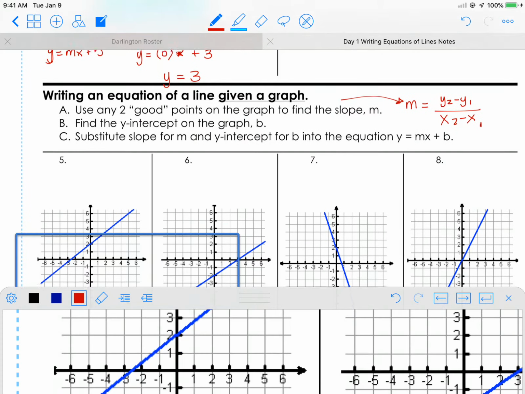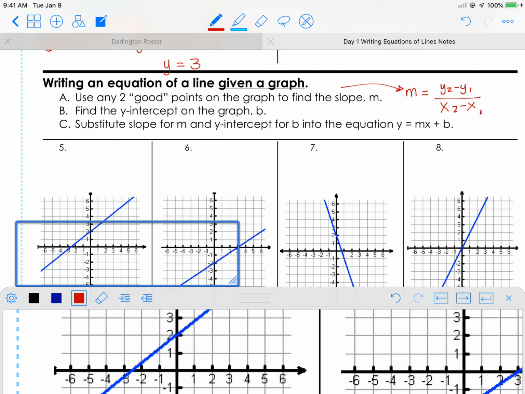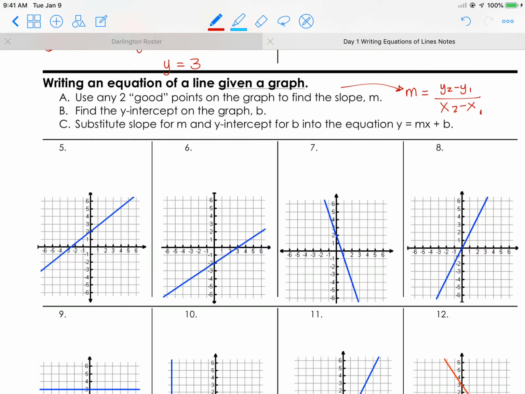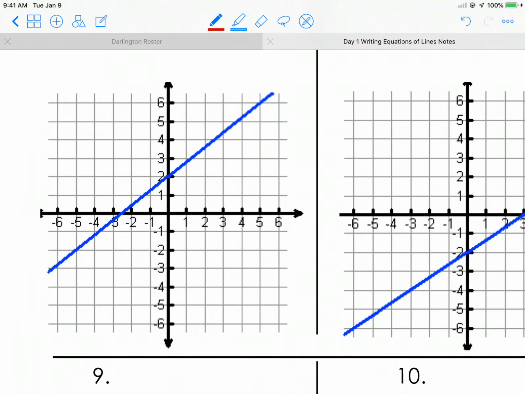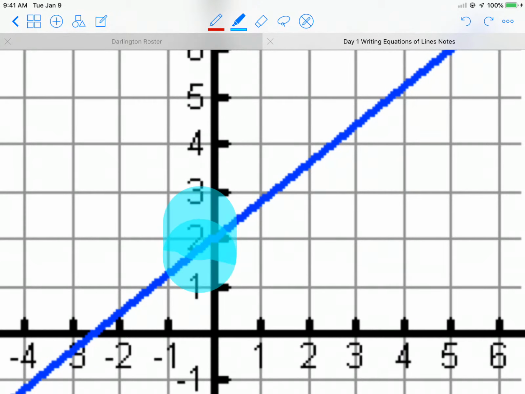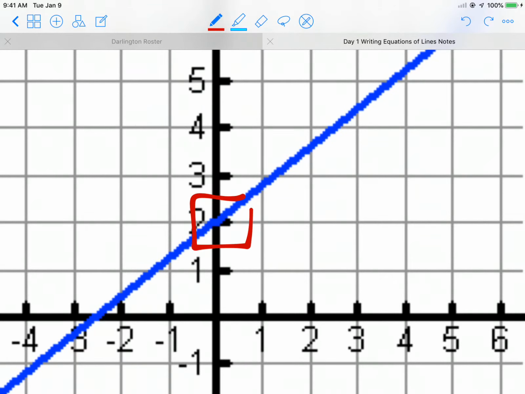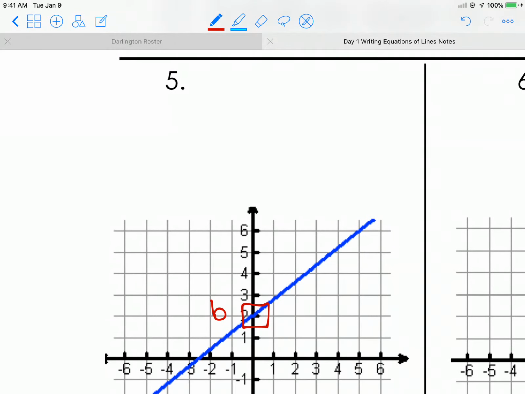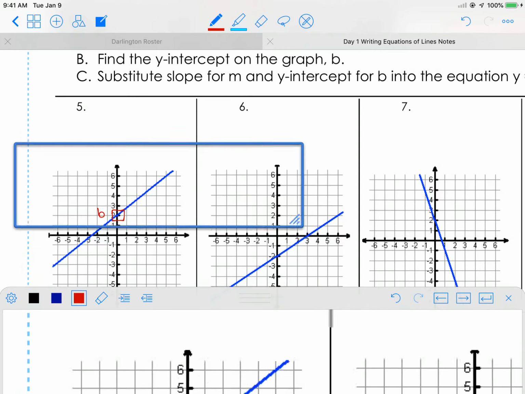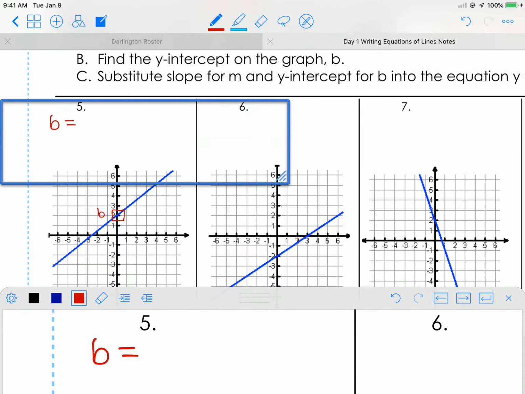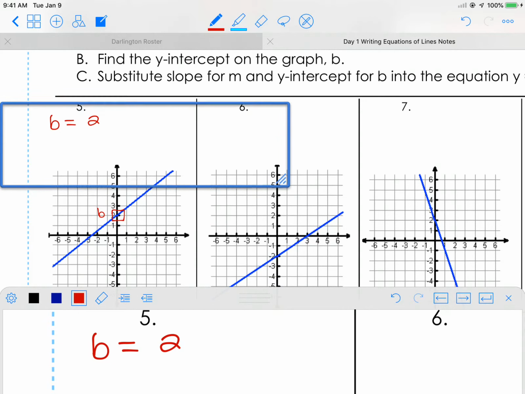So the first thing we want to identify when we're looking at our graph is where my line intersects the y-axis, because that is going to be my value of b. So when I look at number 5, where does this blue line intersect the y-axis, which is our vertical axis? If I look really close, right there, that's where my b occurs. So the value of b for this one is positive 2, because that's where it intersects.